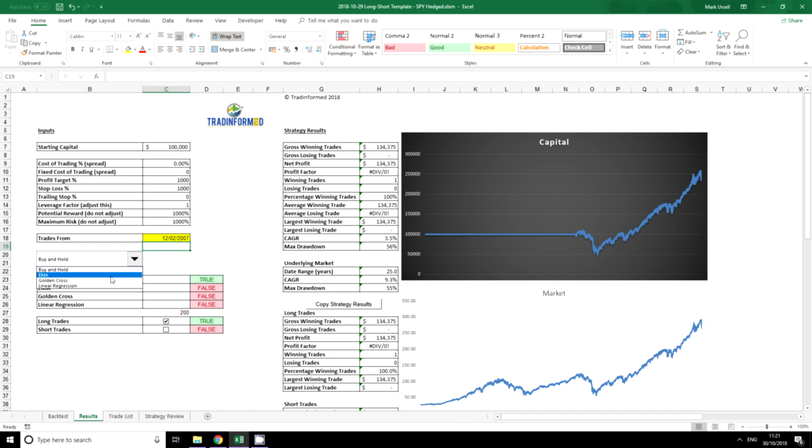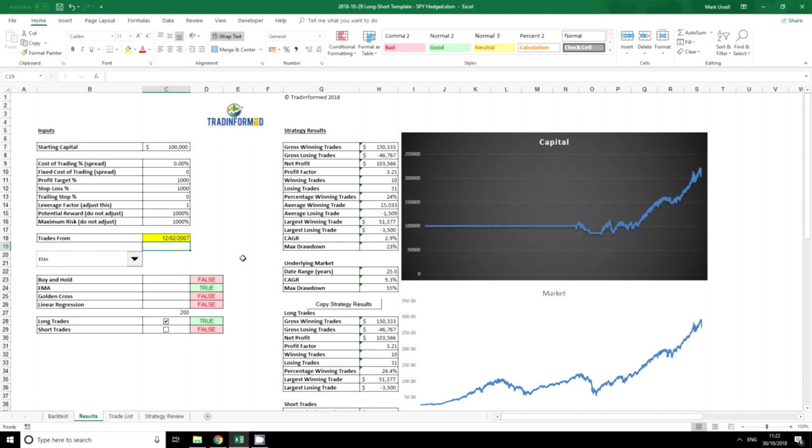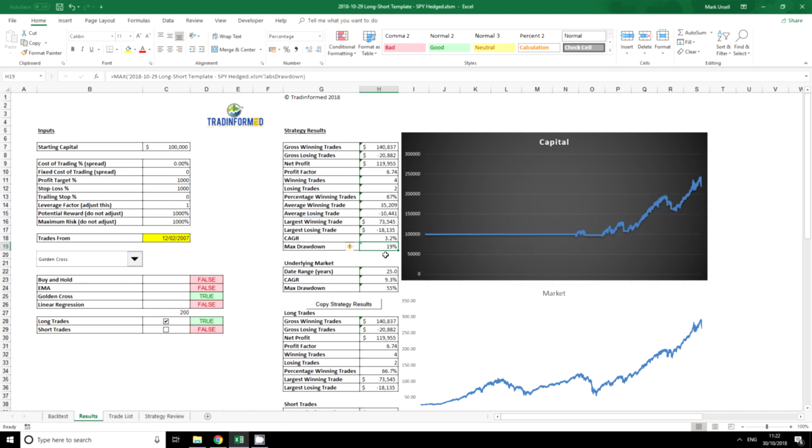Now, if I compare this to our three other hedging strategies, we can see once again selling below the moving average has performed slightly worse, but given us significantly lower drawdown. The golden cross has given us a similar level of compound annual growth rate, but once again, even lower drawdown. And finally, the linear regression has returned pretty similar results, but slightly lower drawdown.